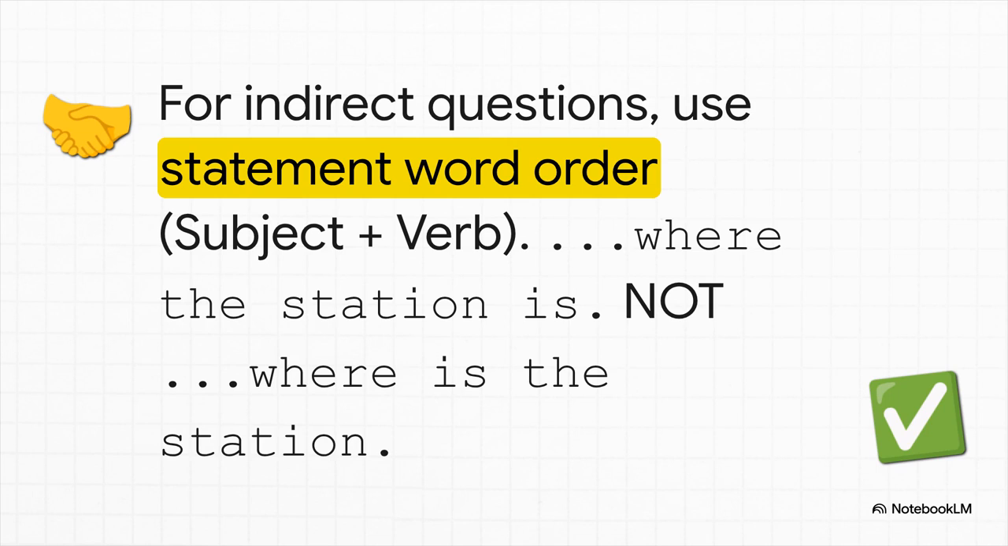Anytime you start with a polite opener like, "could you tell me" or "do you know," the question part that follows switches back to normal statement order. So it's "where the station is," not "where is the station." It's a tiny change that makes a huge difference in how friendly you sound.